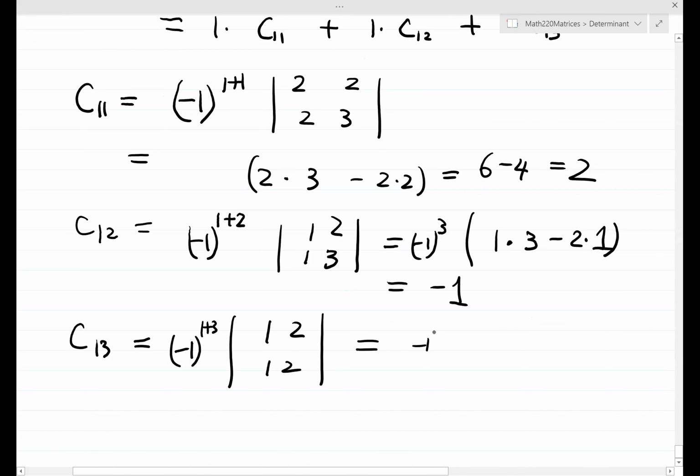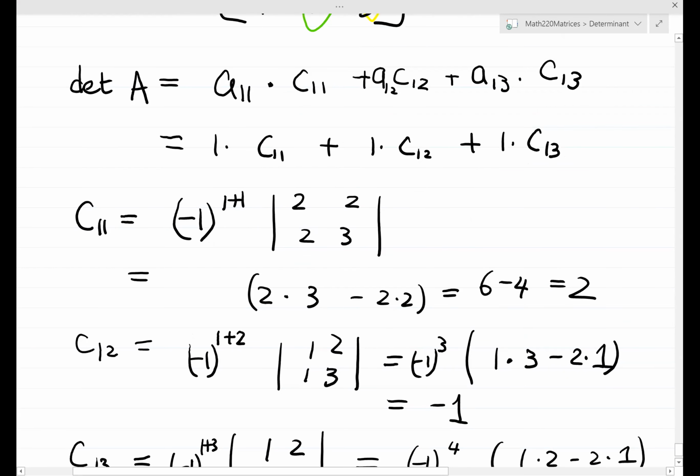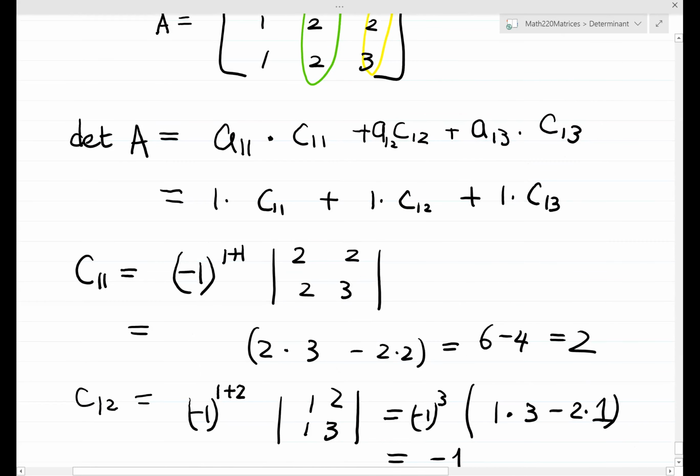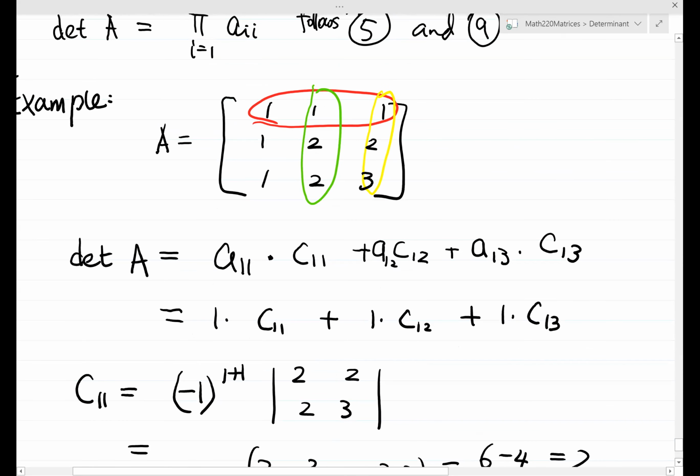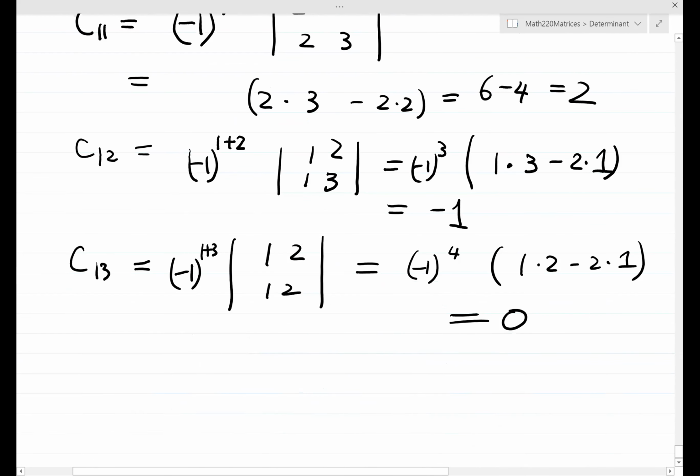So -1 to the power 4, and 1 times 2 minus 2 times 1. So this, of course, is 0. No surprise. So the determinant of A, by what we just did, is A11 C11 plus A12 C12 plus A13 C13.